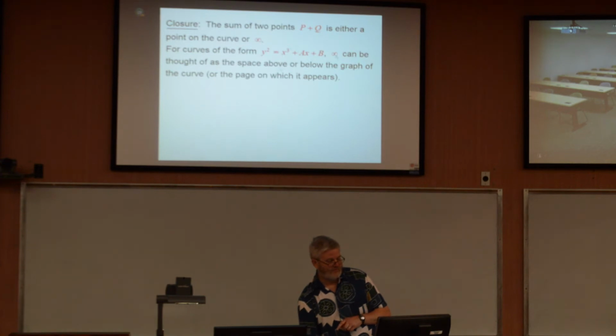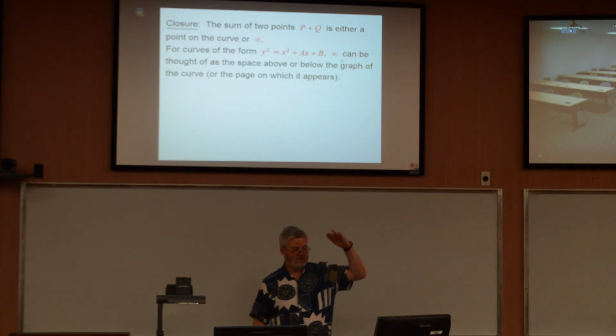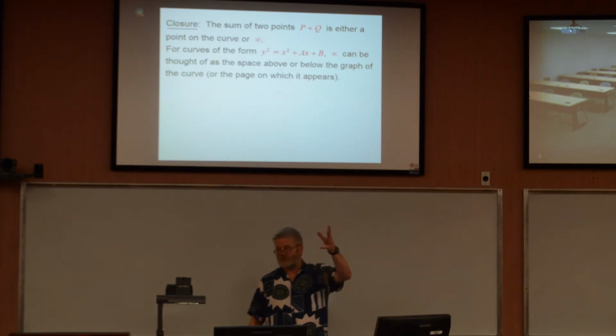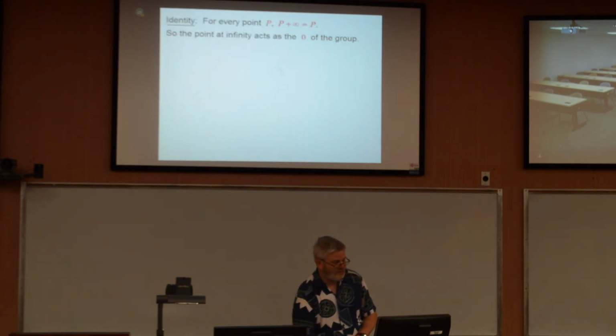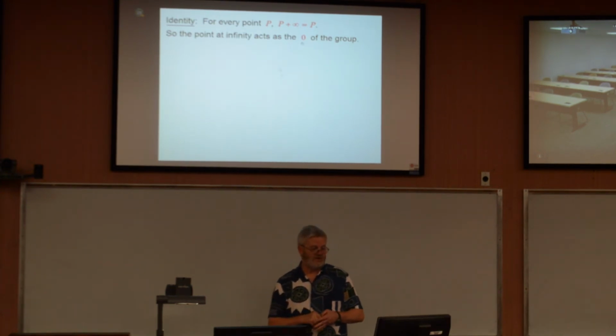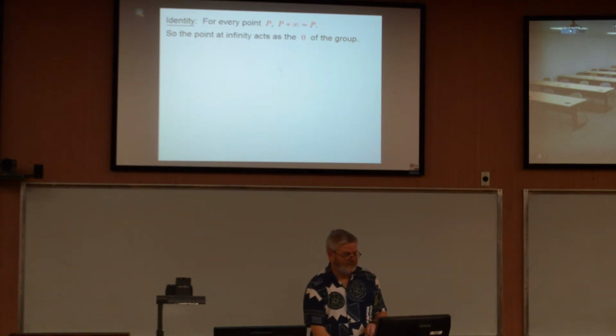equation. So infinity can be thought of as a space above or below the graph of the curve, or the page upon which it appears. And then identity. For every point P, P plus infinity is P, so that point at infinity acts like the zero of the group. So you always have to have an additive identity.